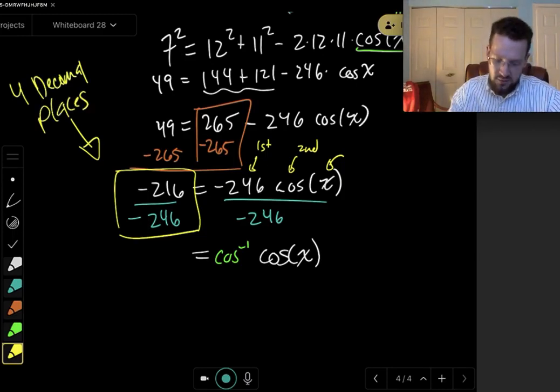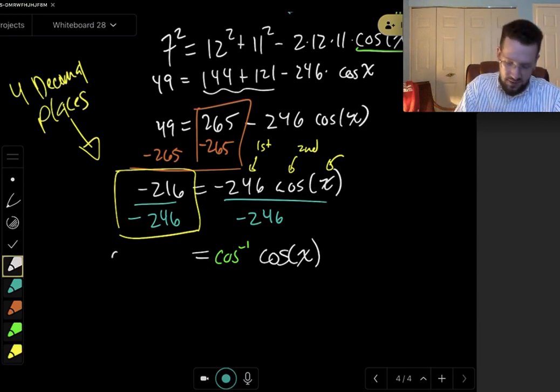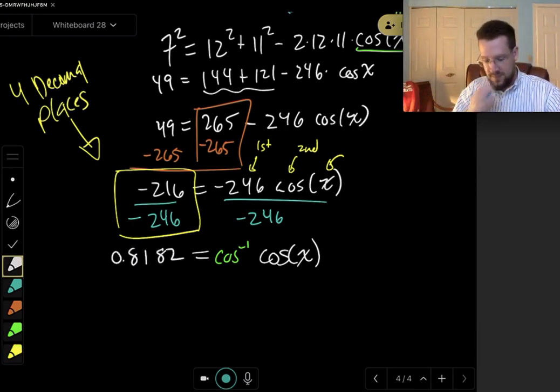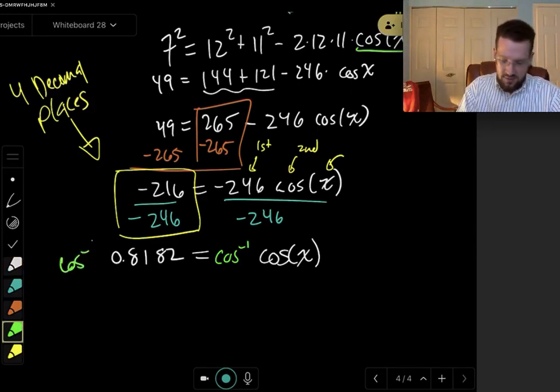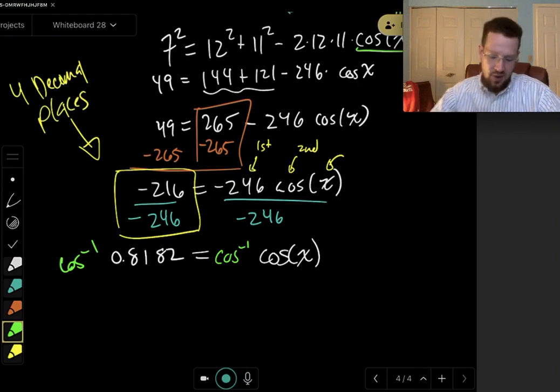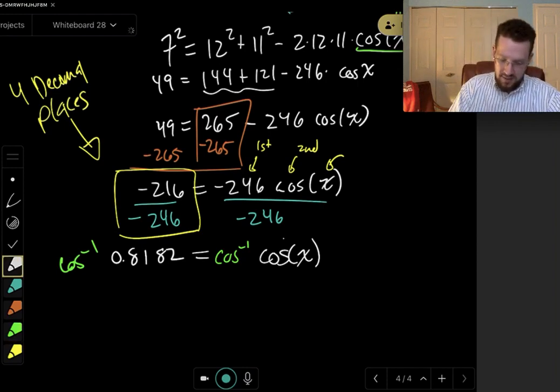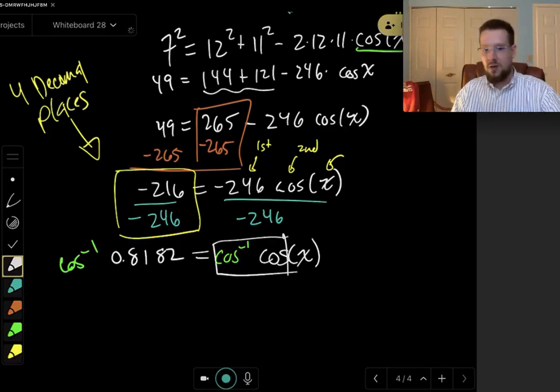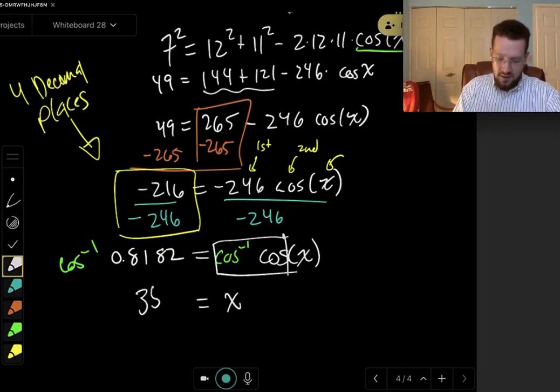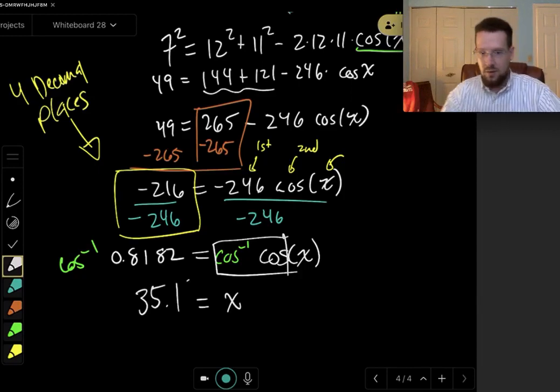Okay, so negative 216 divided by negative 246. When you round these decimals, you get 0.8182. And that's the number that I want to use the inverse function on. So I'm just going to go ahead and type that into the calculator, and we find that these two cancel now. Cosine inverse and cosine cancel, so we're left with just x. And then when we put this into the calculator, this is 35.1 degrees.